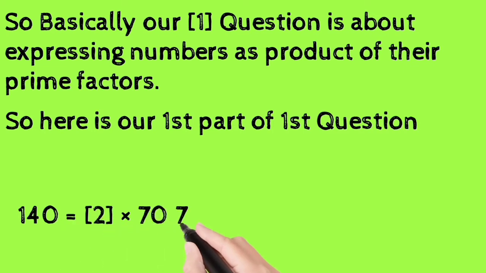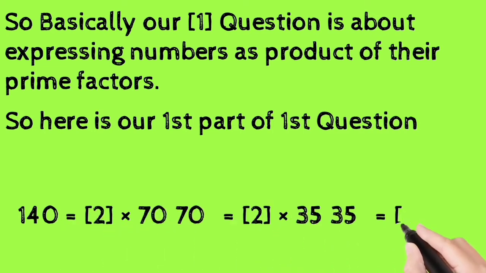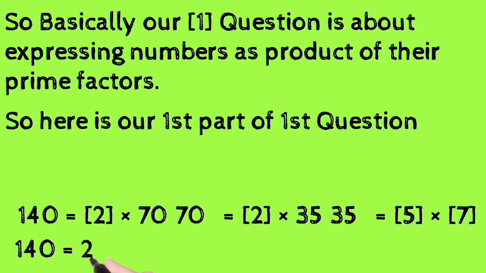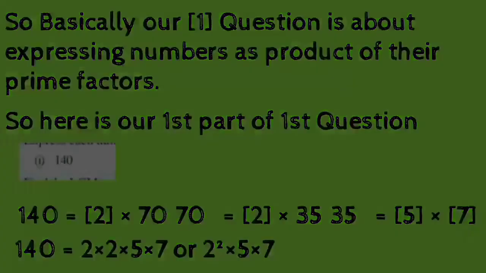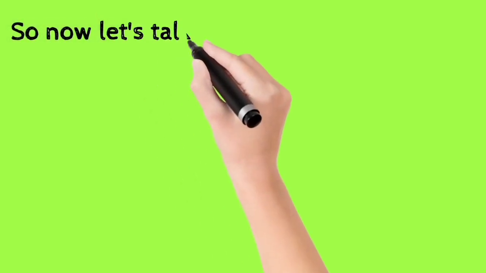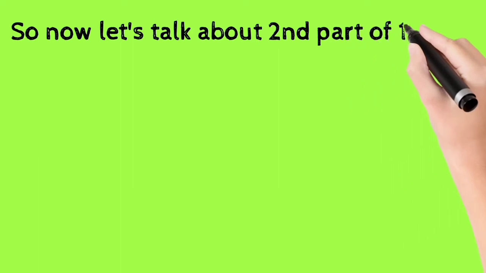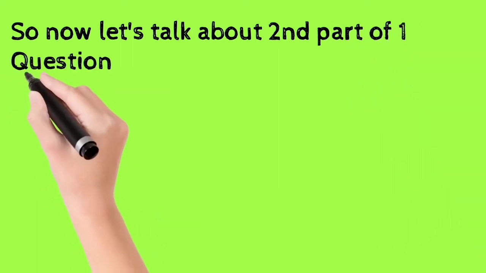So here is our first part of the first question, which is 140. So 140 is equal to 2 into 70, 70 is equal to 2 into 35, 35 is 5 into 7. So 140 is equal to 2 into 2 into 5 into 7, or 2 square into 5 into 7. So now let's talk about our second part of the first question.